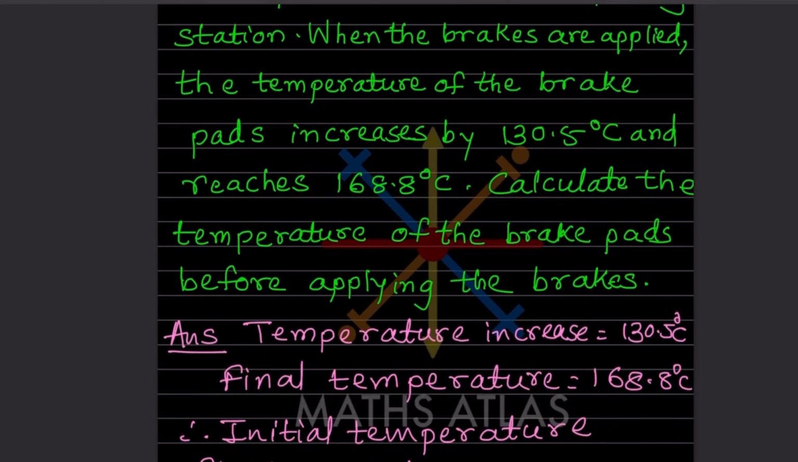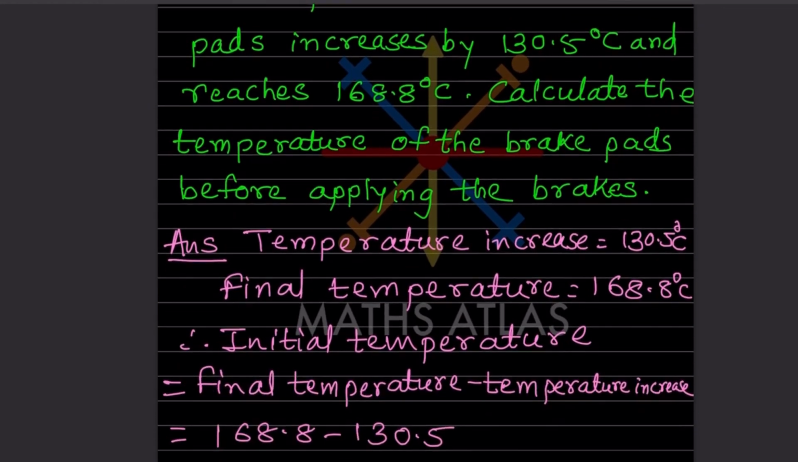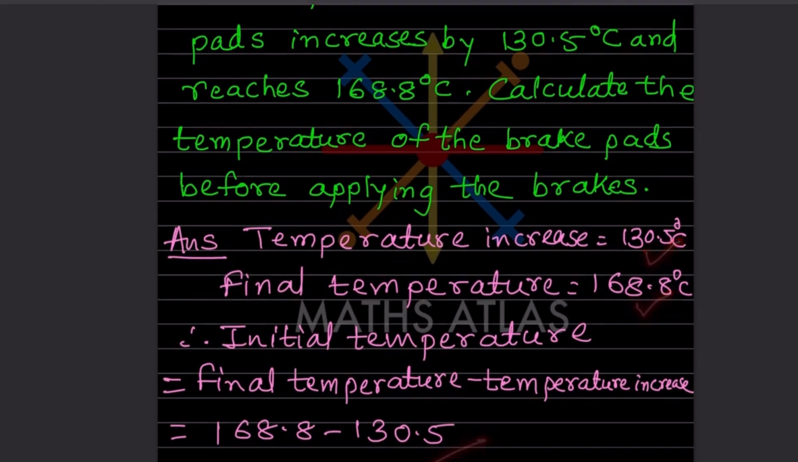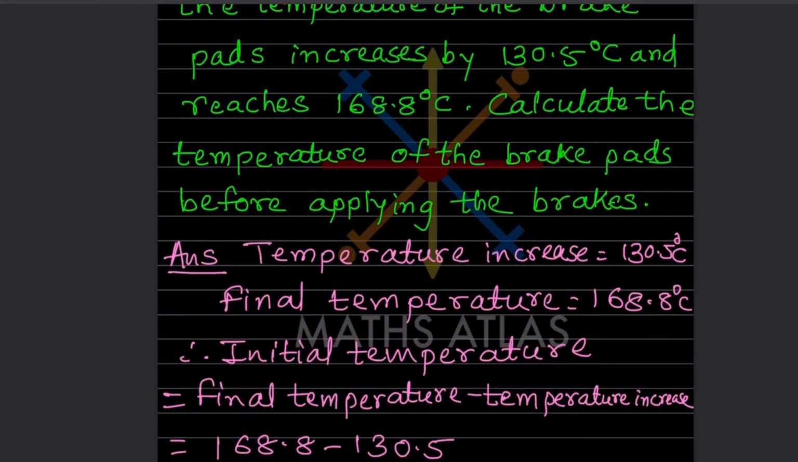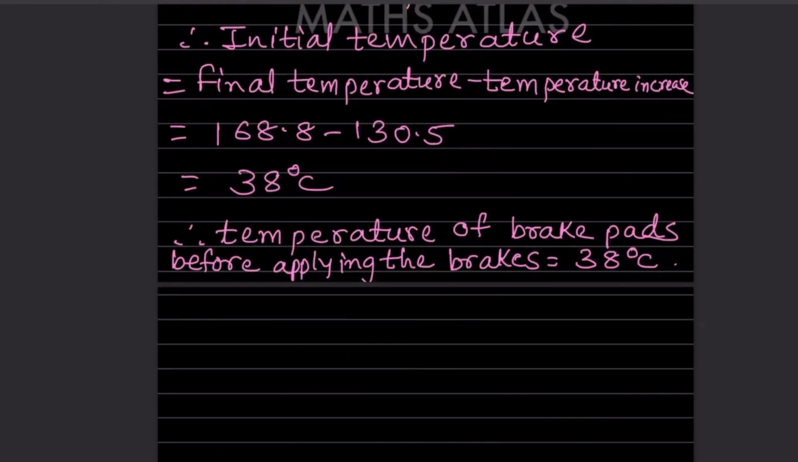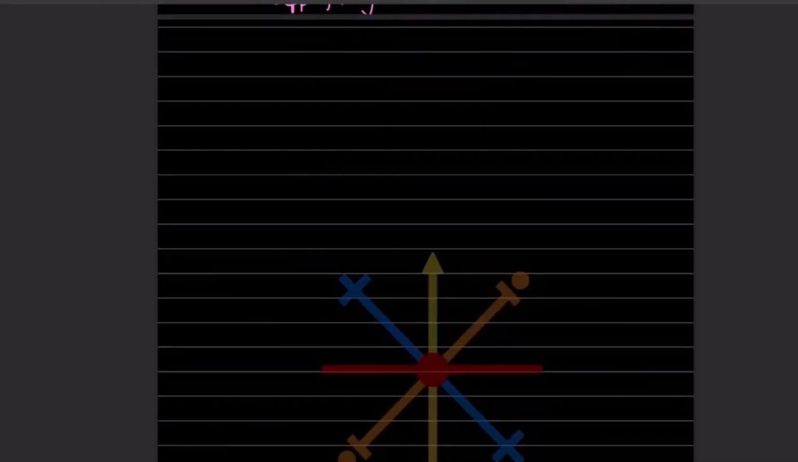Now, so what is there? Initial temperature is equal to final temperature minus temperature increase. So you're going to subtract. This is the final temperature minus temperature increase. That is the initial temperature, which is 38 degrees centigrade. So we want the temperature of the brake pads, right? So hope you have understood this one.